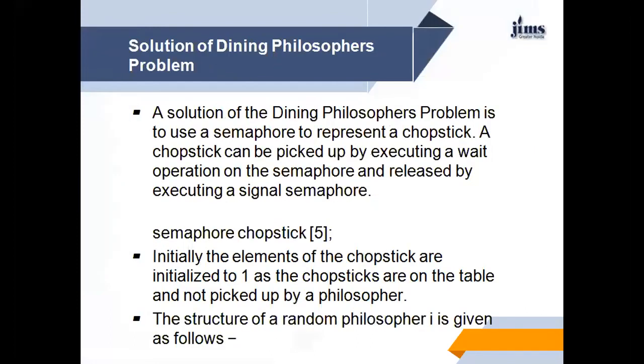A solution of the dining-philosophers problem is to use a semaphore to represent a chopstick. A chopstick can be picked up by executing a wait operation on the semaphore and released by executing a signal operation on the semaphore. So let's say semaphore chopstick[5] is an array of 5 elements. Initially, the elements of chopstick are initialized to 1, as the chopsticks are on the table and not picked up by the philosophers. So the structure of this is given as follows.